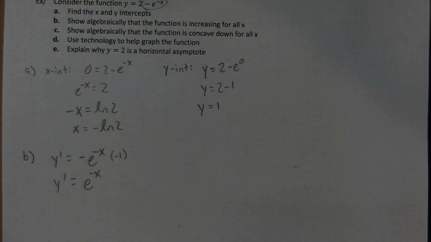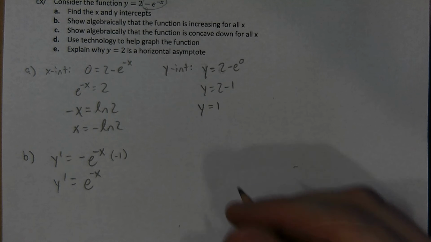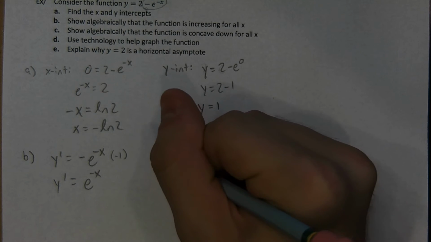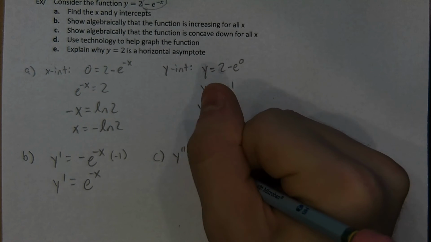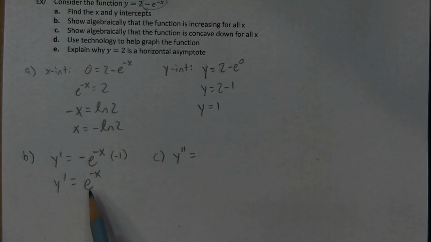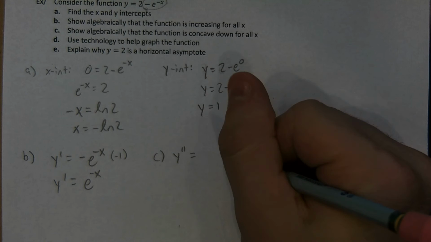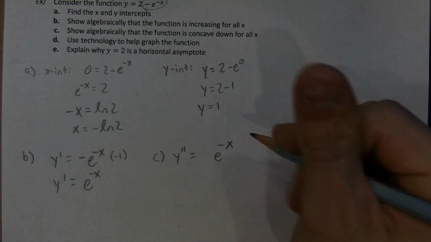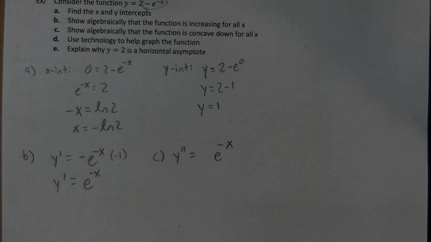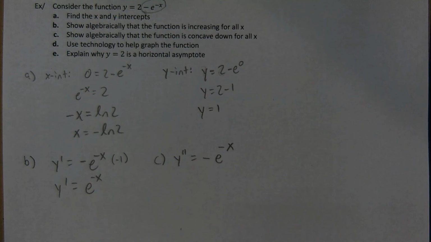Part C says to show that the function is concave down for everything. Well, concave down implies that the second derivative is negative, so we actually have to find the second derivative. Y double prime. We're finding the derivative of this. Remember, when finding the derivative of an exponential, your job is to write the original exponential and then multiply by the derivative of its exponent, which is still -1. And there you have it.